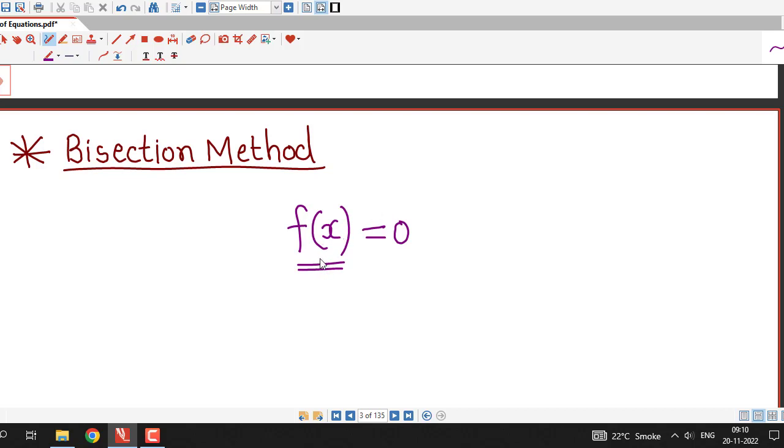So mainly if f(x) is a function involving non-linear polynomials of higher degree, or suppose our function f(x) involves transcendental functions, then we have to go for numerical methods, and we have some numerical methods for solving this type of equations which we will discuss one by one. So in this lecture we will focus on the bisection method for solving this type of equation f(x) equal to 0.